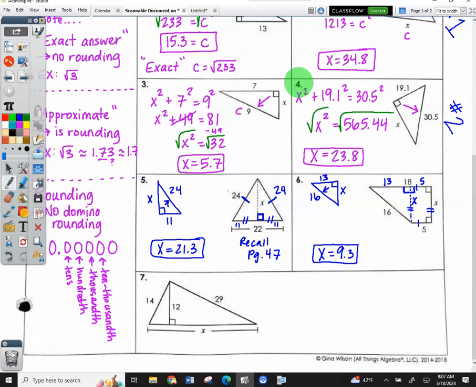Any questions on 6? All right, number 7. I would love to see you be a problem solver here. I am going to tell you that it's going to require 3 processes. There's going to be 3 parts, okay?